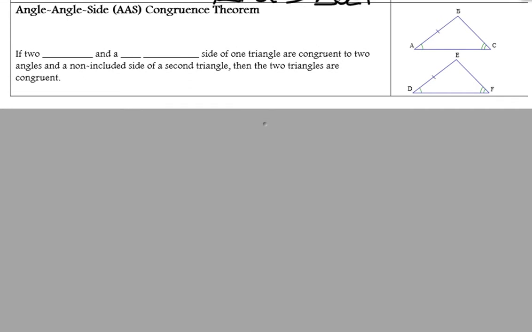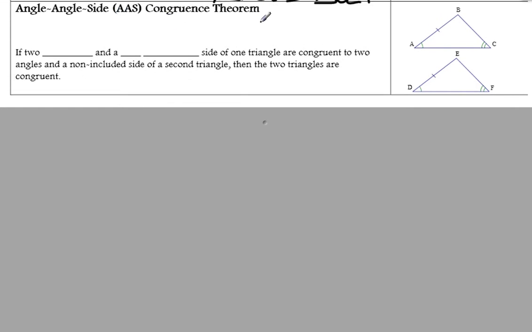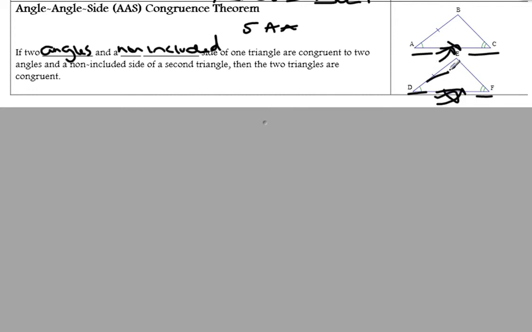The next shortcut is the angle-angle-side congruence theorem, or you can write SAA for side-angle-angle, it doesn't matter. And that just says if you have two angles and a non-included side, that means a side not in between two angles, congruent to two angles and a non-included side of a second triangle, then the triangles are congruent. So two angles in one triangle congruent to two angles in the other, and then a non-included side. If it were included, it would be in between these two angles, but it's not.